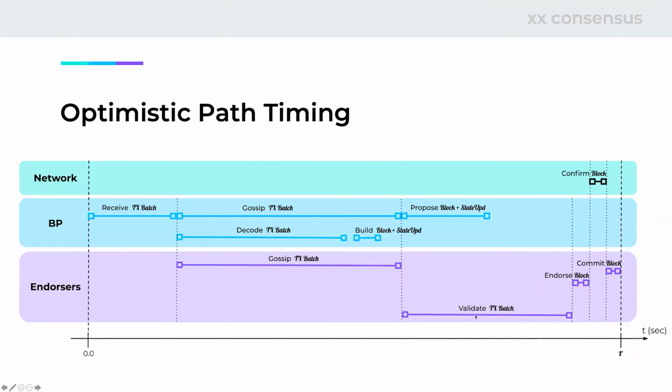This is very important because it means that once everyone in the network has seen the block, we want the endorsers to be able to quickly endorse the block. So then these endorse, confirm, and commit steps happen very fast. This is stressing again that the bottlenecks of our system are sending transactions and validating them.